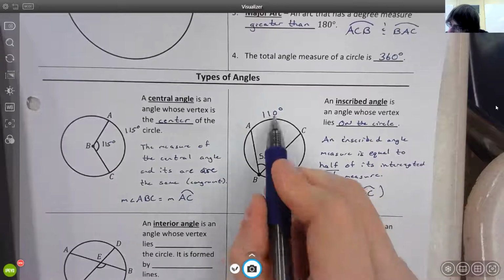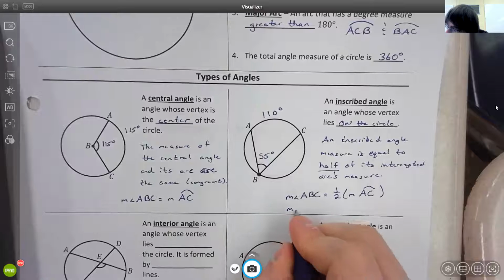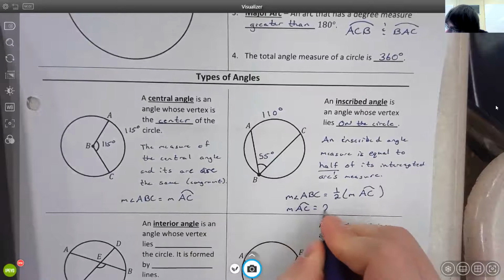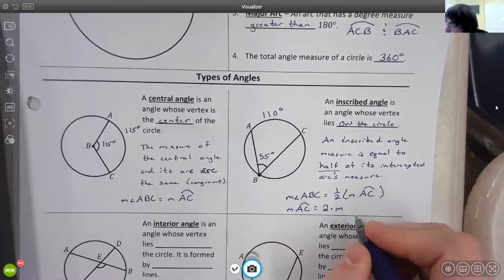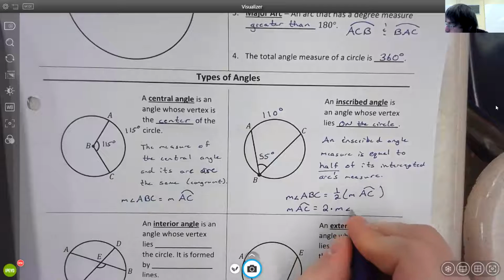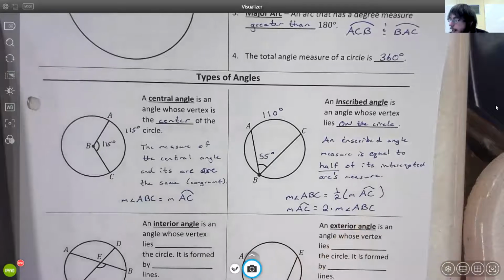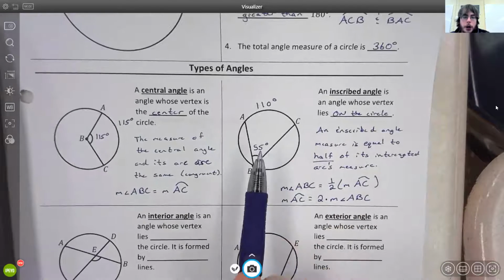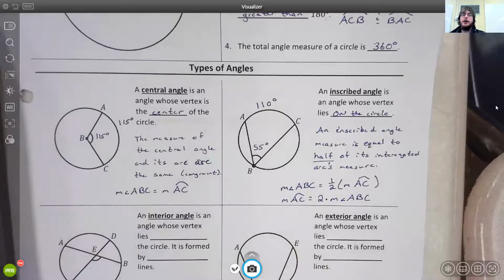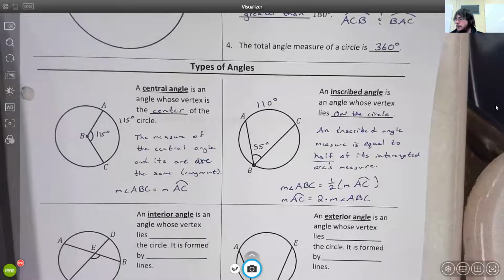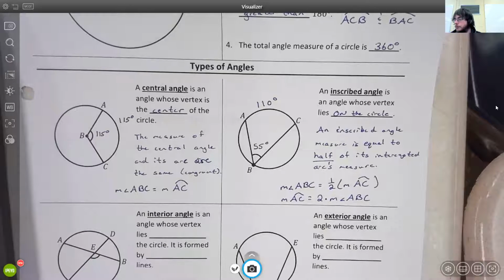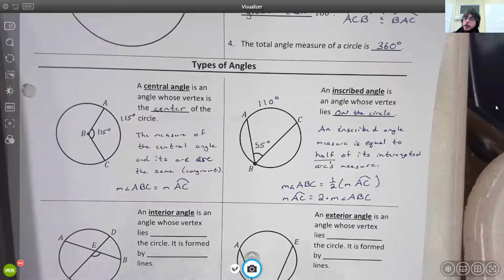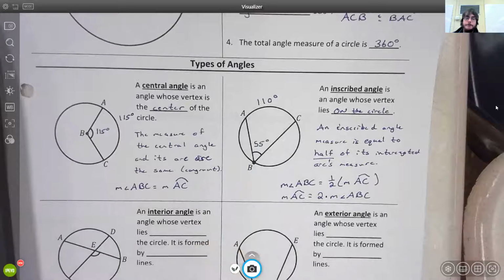Or we could say that the arc has to be twice as long as, or twice as large as, the measure of angle ABC in this case. Okay, so your measure for an inscribed angle is half the measure of the intercepted arc.